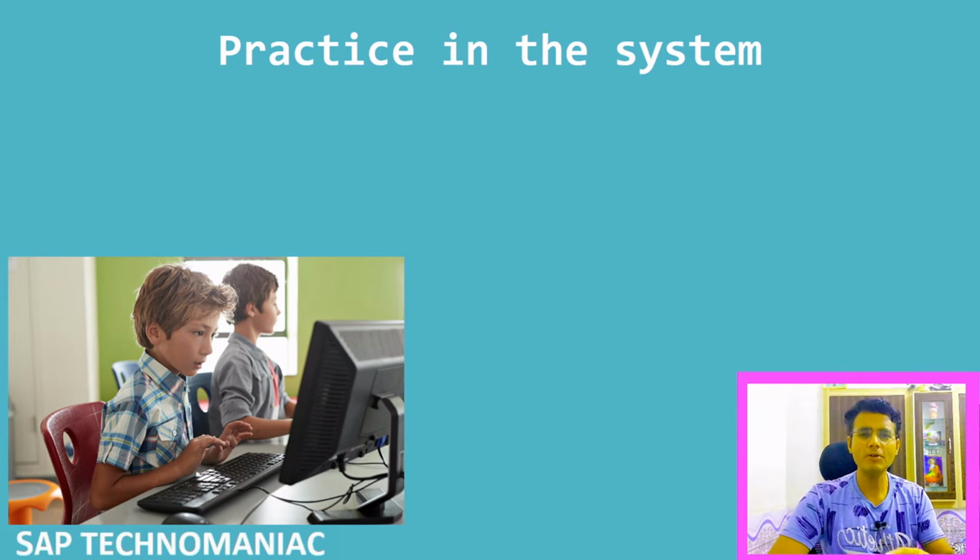So before going to the HANA part, let's jump into the system. We'll see all the things, how the fuzzy search and the error tolerant search work in the system, and then we will come back here again to discuss the HANA-specific functions.